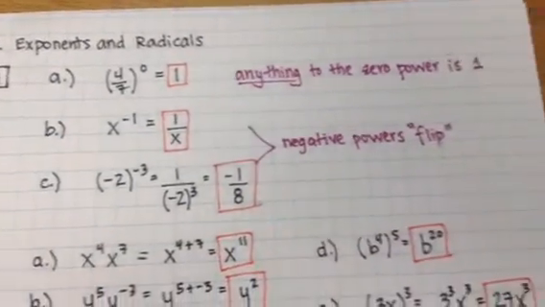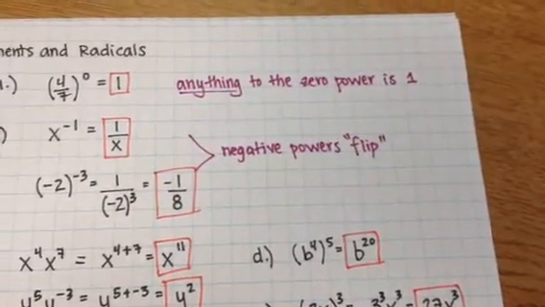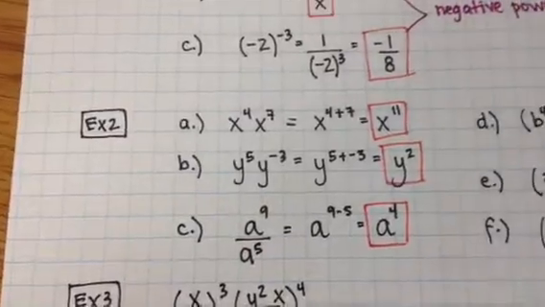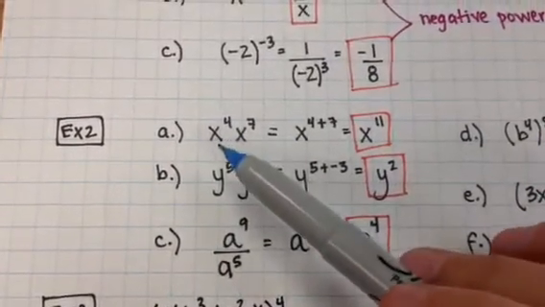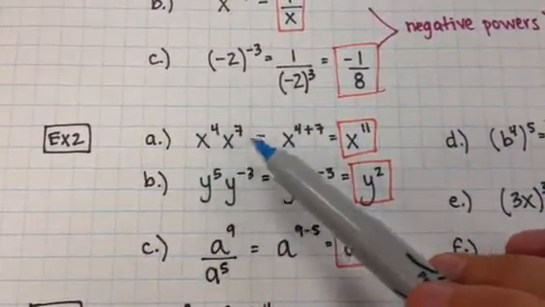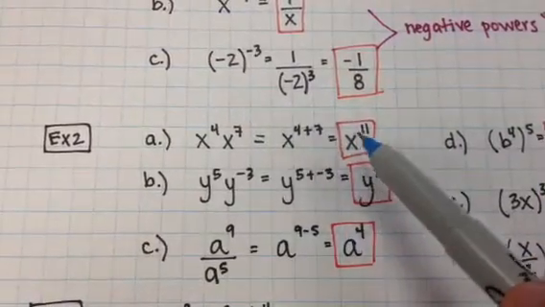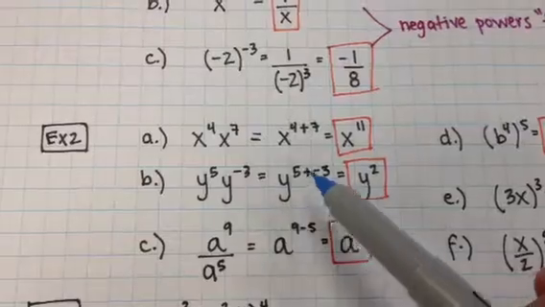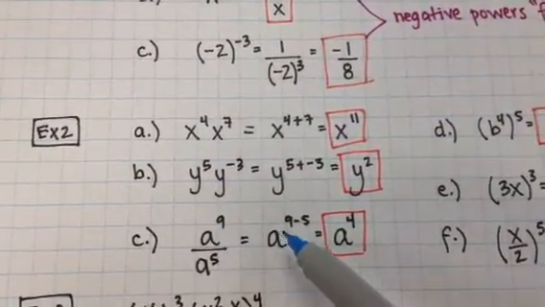So we get the negative 1/8 there. The side notes over here: anything to the 0 power is 1, negative powers flip. You probably remember these a little bit better, just the rules. If we have the same base and we're multiplying, we're going to add the exponents. So 4 plus 7 is 11. Same base, we're multiplying, so we add. If we have division, we subtract.